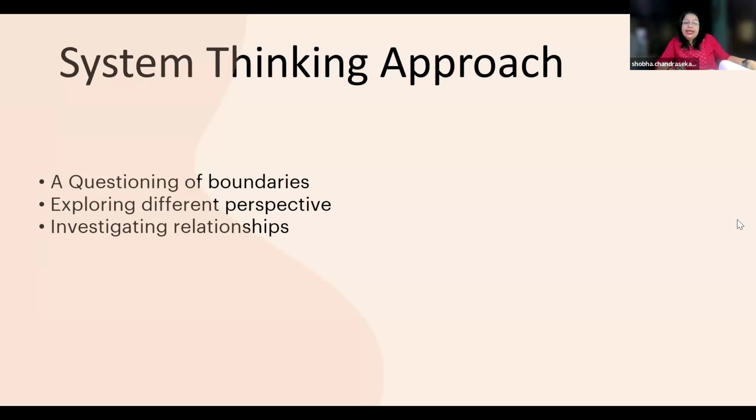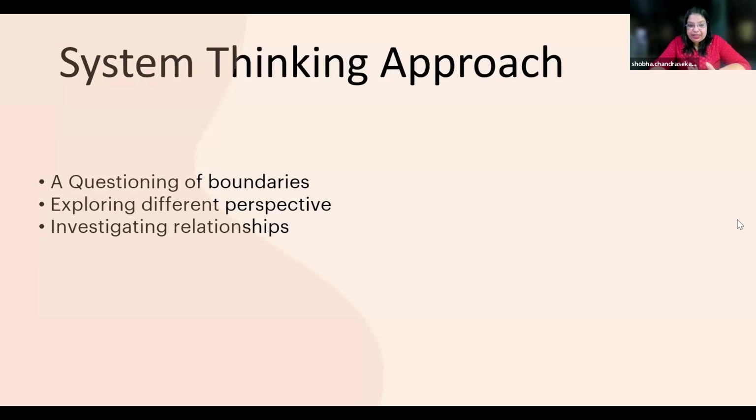So there are key aspects of systems thinking, which is a questioning of boundaries. This involves critically examining the boundaries of the system. It questions what is included, what is excluded from the system being evaluated. In training, this may involve expanding the scope beyond the training event itself to include factors like organizational culture, external influence, or post-training support.